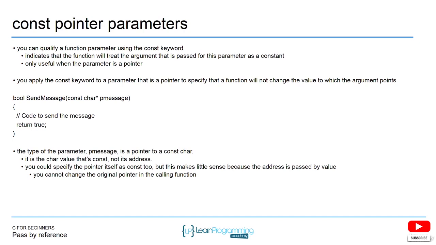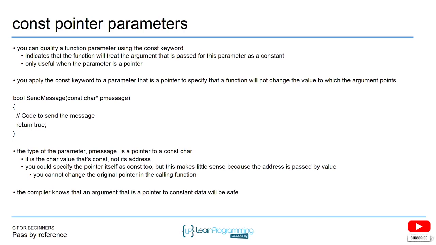Now, you could specify the pointer itself as constant, but this makes little sense because the address is passed by value. You cannot change the original pointer in the calling function. So if you tried to make it so that the address couldn't be changed, well, what's the point? Because it's passed by value, you're actually making a new memory location to hold that specific address. So if you change it, who cares? It's not going to change it on the outside. You only want to make the parameter a constant so that you don't change the value of what it's pointing to. You can't change the original pointer in the calling function anyway because it's passed by value, passed by copy. The compiler knows that an argument that is a pointer to constant data will be safe.